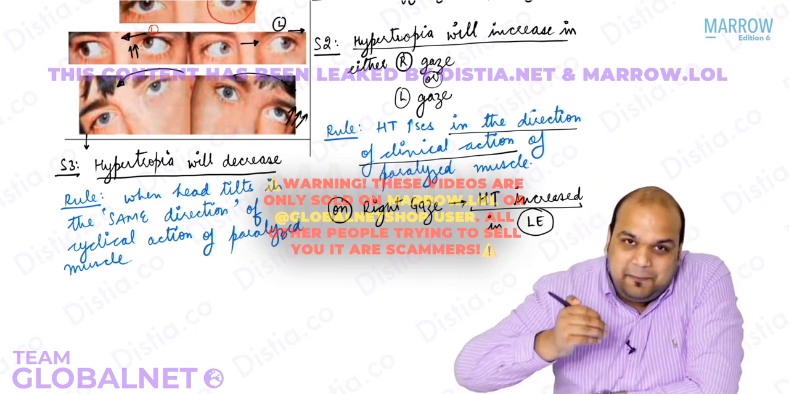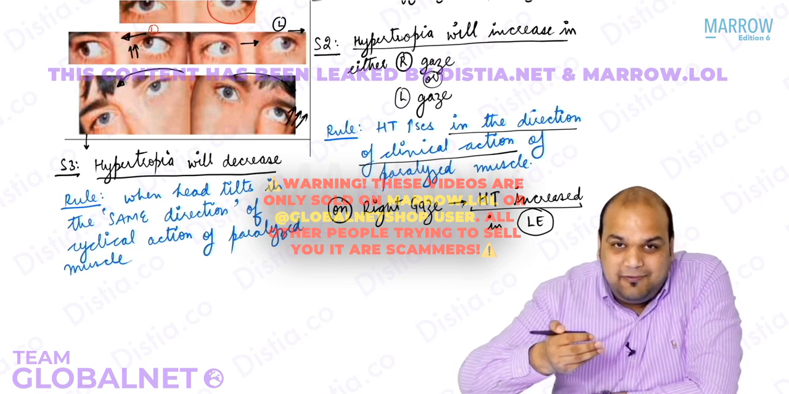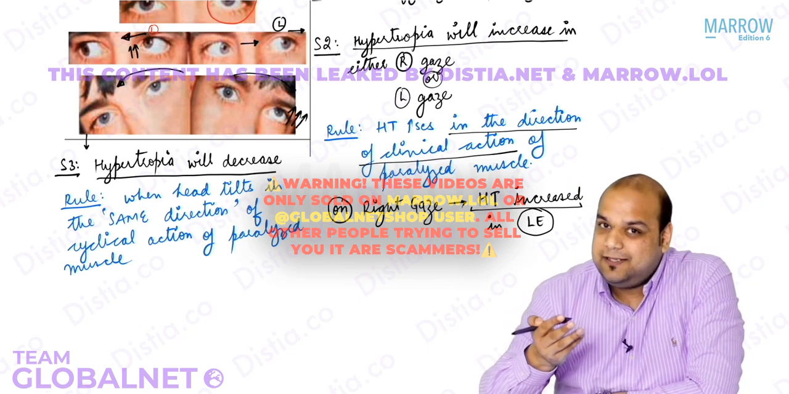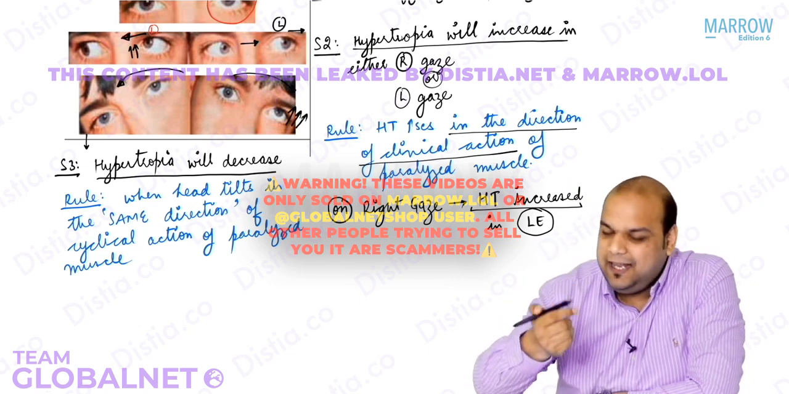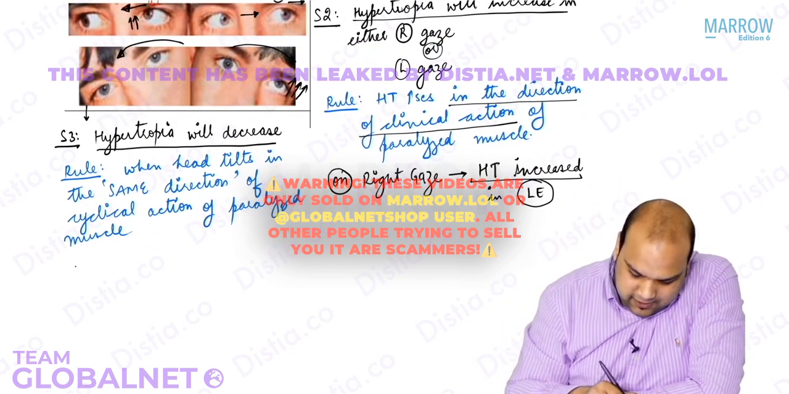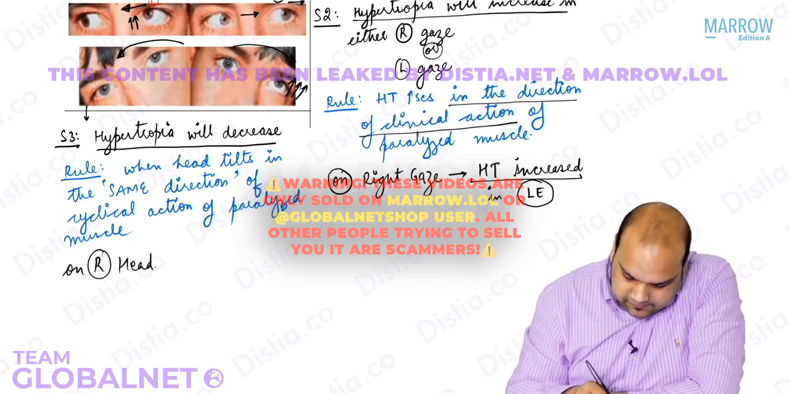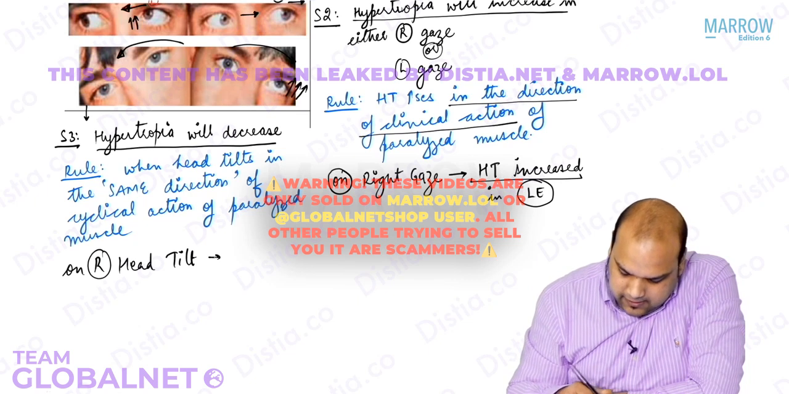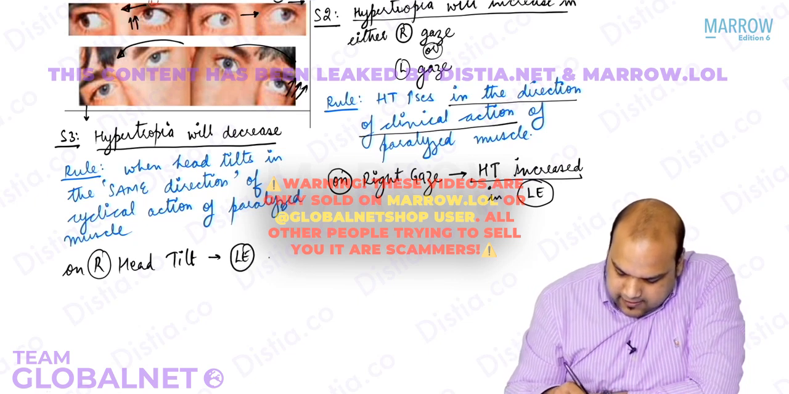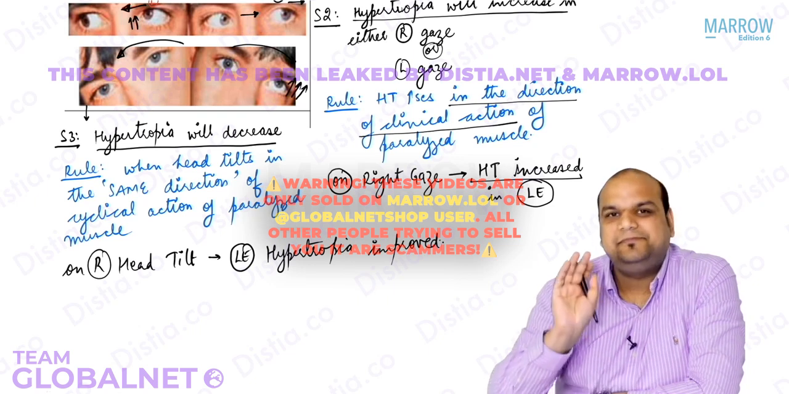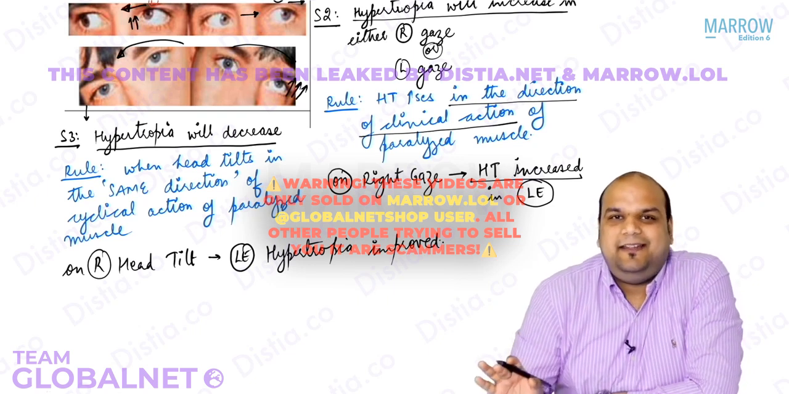So when will the hypertropia decrease? When the head tilts in the direction of action of the paralyzed muscle, just like my head posture, because this is an adaptation. We already know this. So on right head tilt, everybody, the left eye hypertropia has improved. Am I very clear here, everybody?